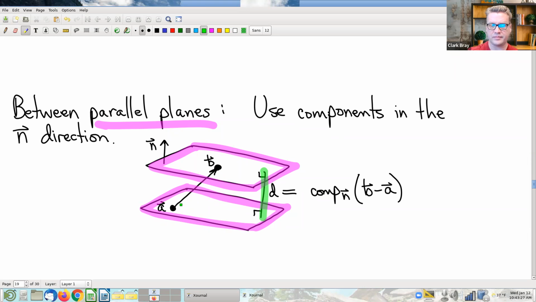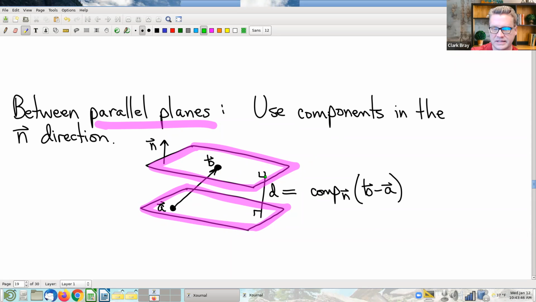What I mean is, for any given point, there's a bunch of other points down there. Find the one that's the point on the other plane that's the closest. That's what we call the distance between those two planes. Okay, parallel planes.